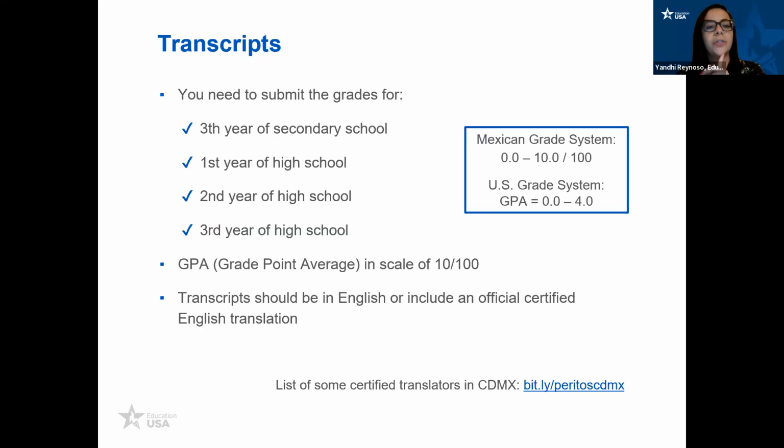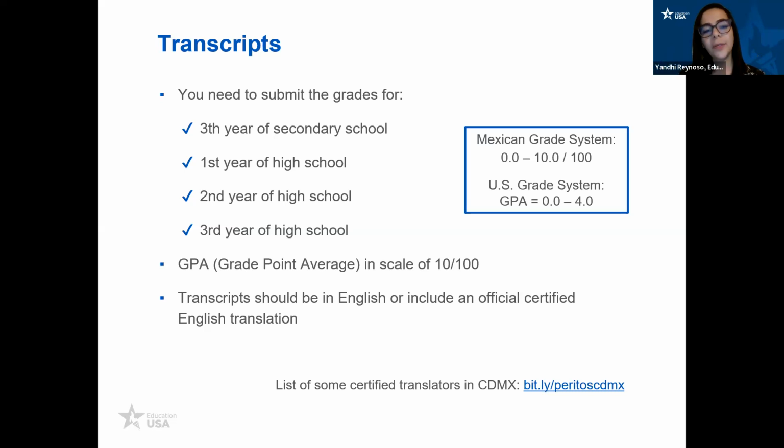Also, take into consideration that the grade system in the US is different than the one we are used to here in Mexico. Here in Mexico, our grading system is between 0 to 10 or 0 to 100, right? And in the US, their grading system is 0 to 4. That's called GPA, okay? Here in Mexico, we don't have GPA because our grade system is not from 0 to 4. Here it's just our Mexican promedio.